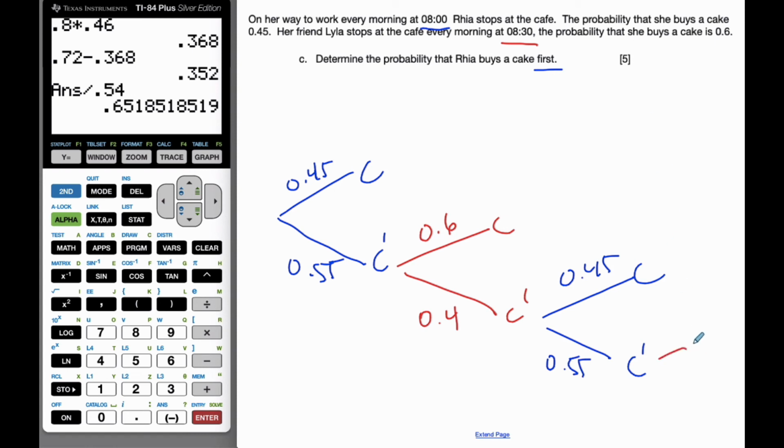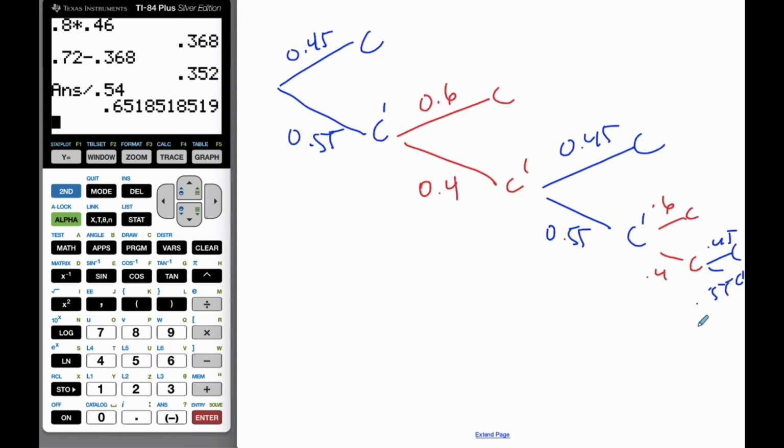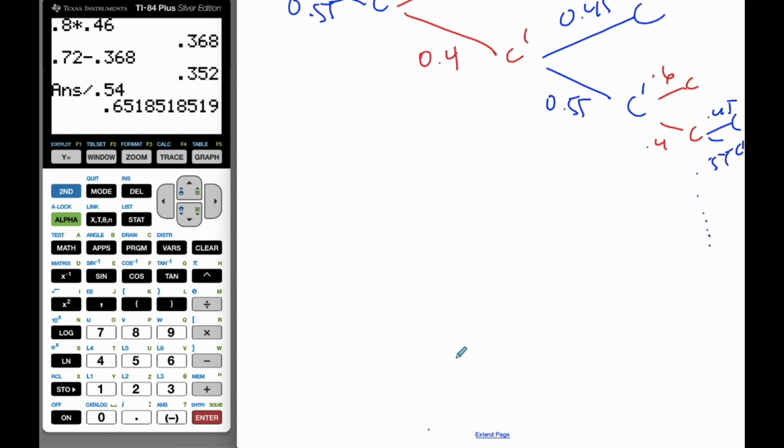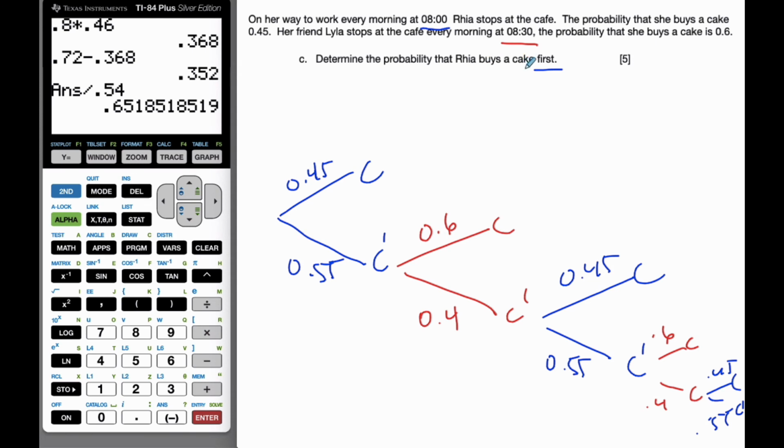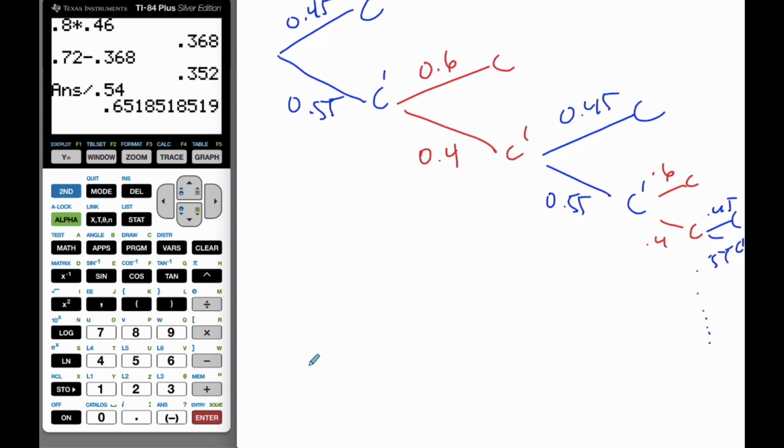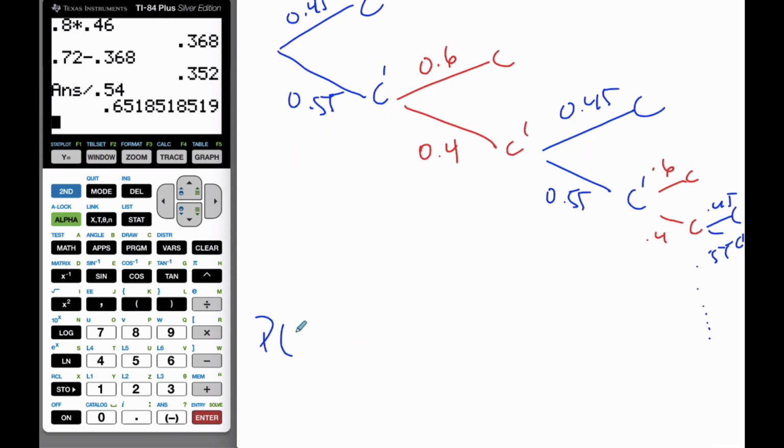And then Lila comes in, again, cake, no cake, which is 0.6, 0.4. And then Ria comes in, 0.45, 0.55, cake, no cake, and so on and so on. So it is theoretically possible that no one will ever buy a cake between Lila and Ria. But we want to find the probability that Ria buys a cake first. So that means we want the probability that Ria is first.